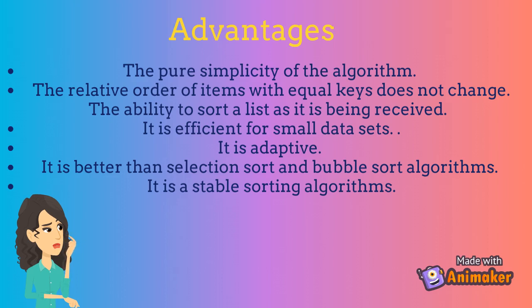1. The pure simplicity of the algorithm. 2. The relative order of items with equal keys does not change. 3. The ability to sort a list as it is being received. 4. It is efficient for small data sets. 5. It is adaptive. 6. It is better than selection sort and bubble sort algorithms. 7. It is a stable sorting algorithm.